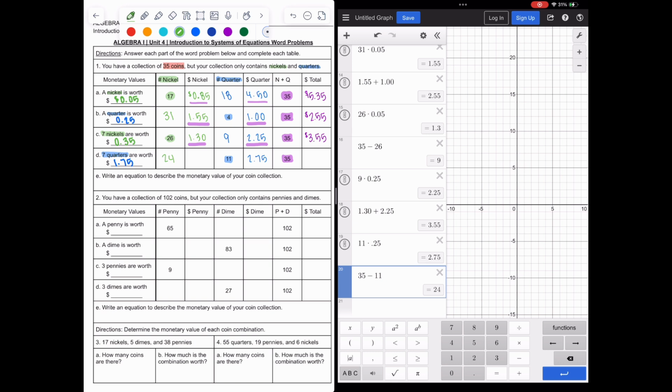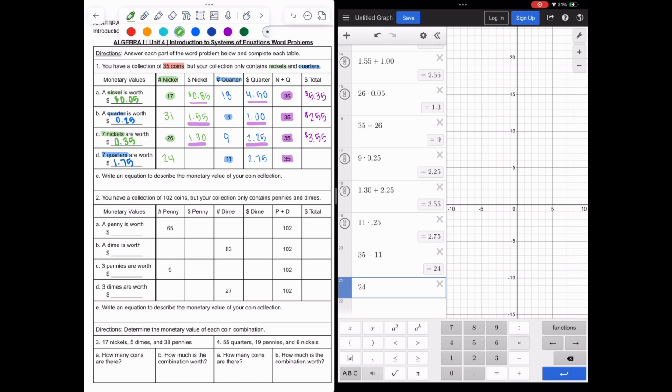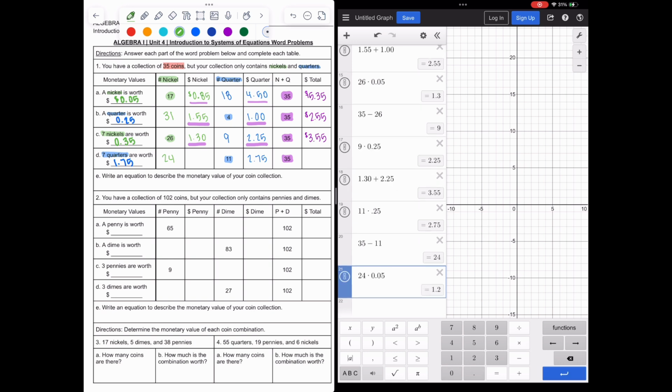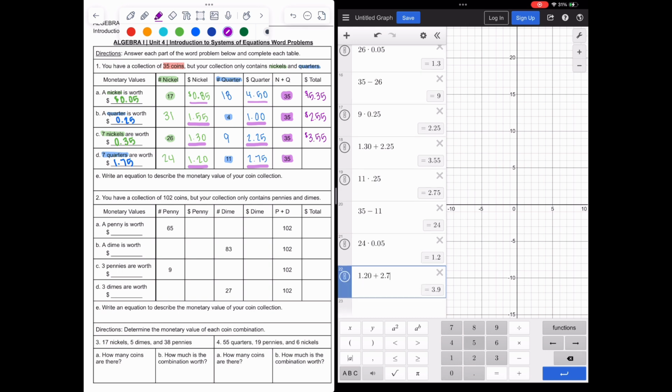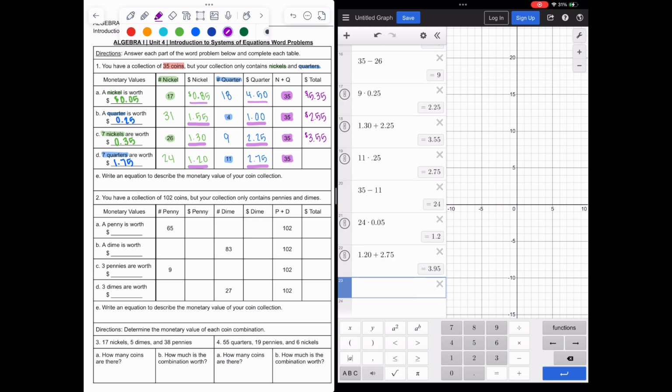So there are 24 nickels. I know that each nickel is worth 5 cents, so when I multiply, I end up with $1.20 as the monetary value of 24 nickels. Next, I want to find the actual monetary value, so I add the nickels and the quarters together, $1.20, then I add $2.75 for a grand total of $3.95.